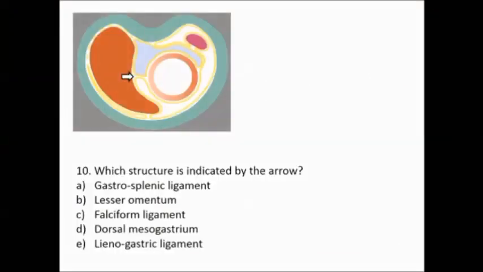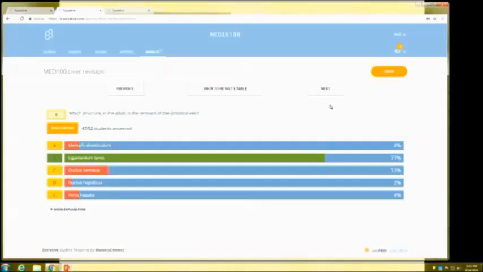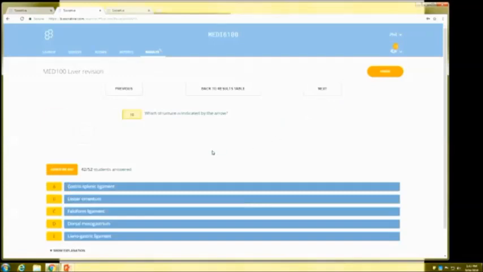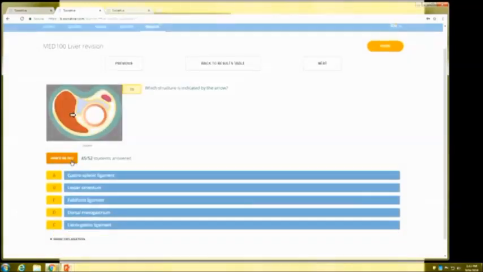This picture is taken from Ackland's Video Atlas. Very nice selection of animations on embryology. So question 10, a bit of cross-sectional anatomy, sort of conceptual really. Okay, I think that'll do.